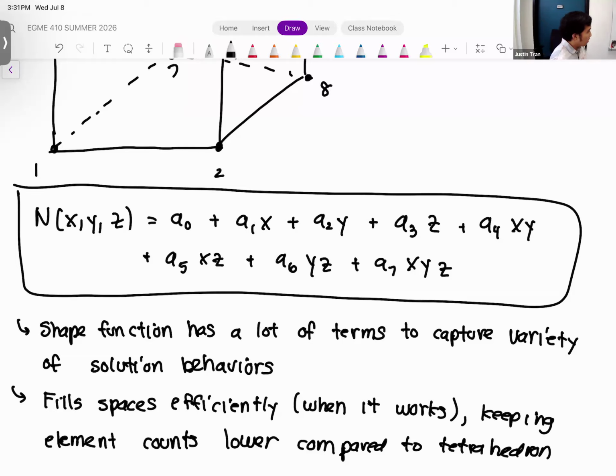Another nice benefit to the rectangular elements, and I might have forgotten to mention it yesterday, is that part of the reason why hexahedrons or bricks can fill space more effectively is that they are more robust against skewed elements. You can have a rectangular element that looks very skewed, and it doesn't have as negative an effect on your solution.